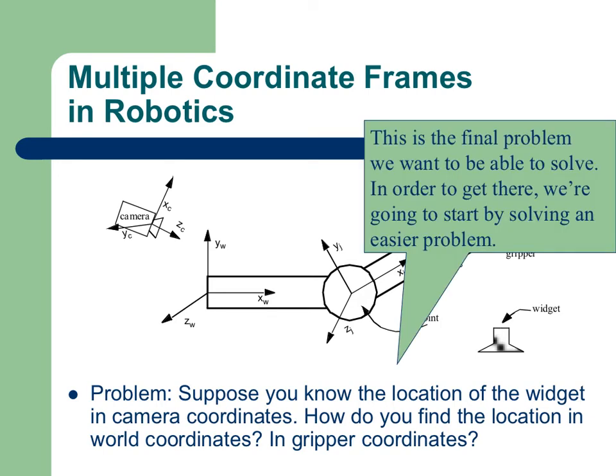And this is the big problem that we're going to try and solve in the next few slide sets: if I know the location of a point in one coordinate frame, how do I figure it out in a different set of coordinates? But as I say in here, in order to get there, we're going to start by doing a little bit of an easier problem.